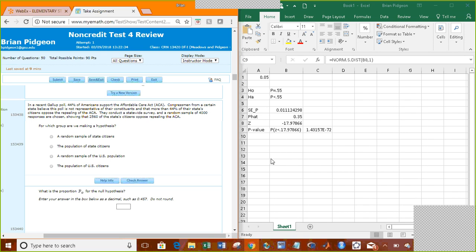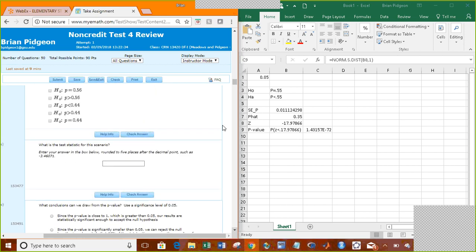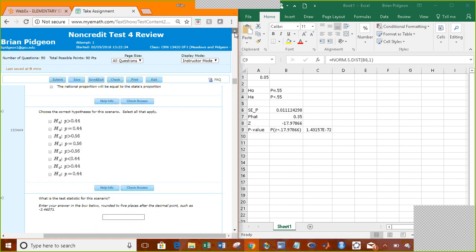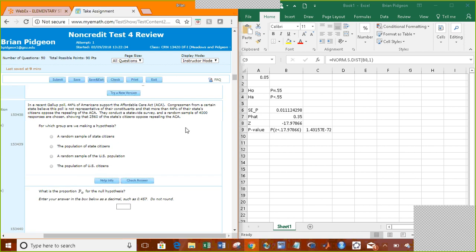Alright. So in a recent Gallup poll, 44% of Americans support, this is basically the exact same question, so I'm going to skip it. Maybe not. I'll show you how to calculate the p-value because it might be more. Yeah, this is more. It's fine. We can do it. So we're making, just like before, a hypothesis on a population of state citizens.